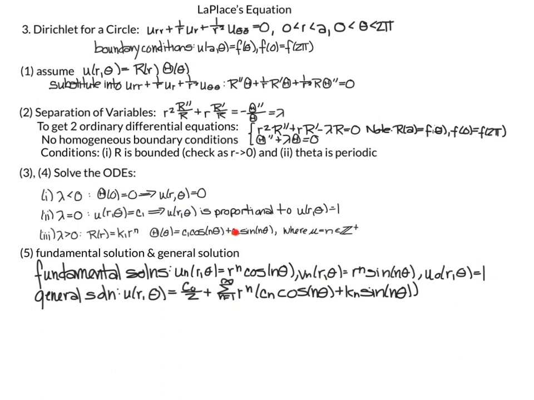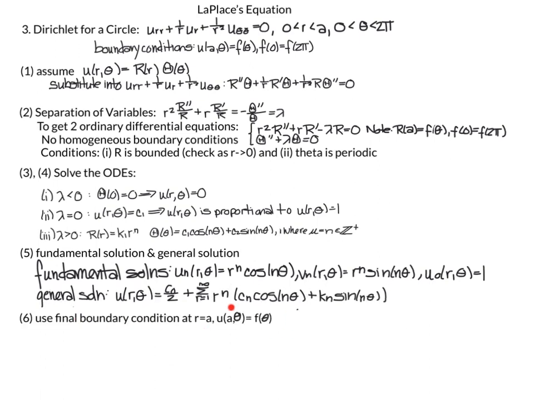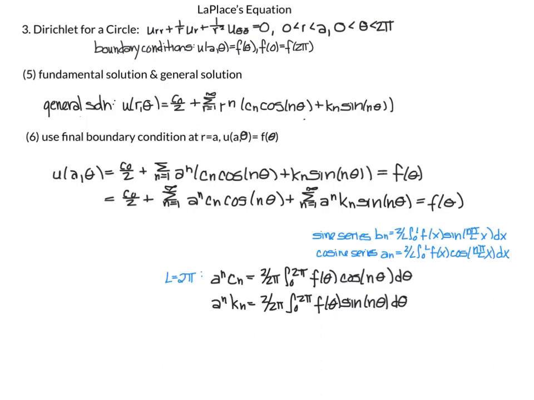So when you have this plus here, it breaks down into two fundamental solutions. I'm going to use my final boundary condition, the one where we have a boundary equal to a function. Here I have our general solution, and then we plug in r equals a into our general solution, and we get a^n (c_n cosine n theta plus k_n sine n theta) equals f of theta.